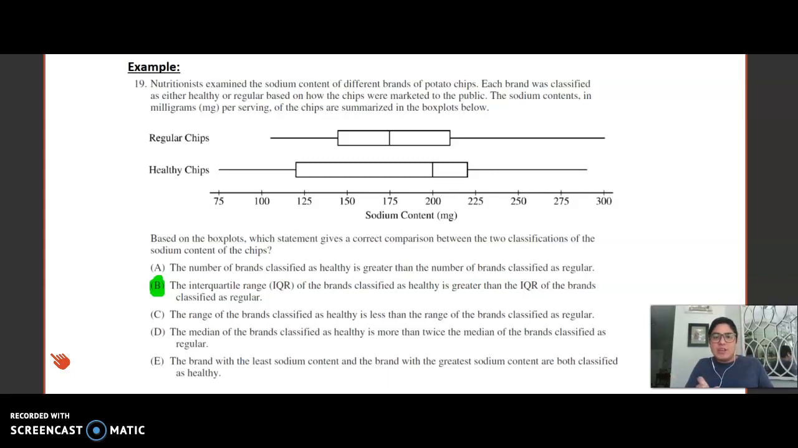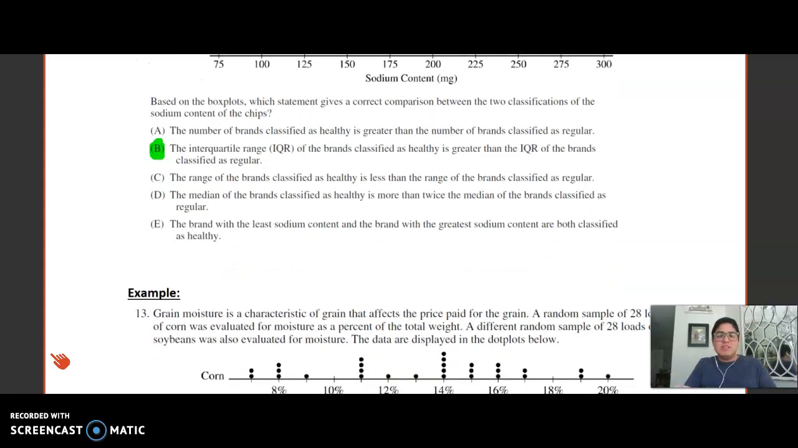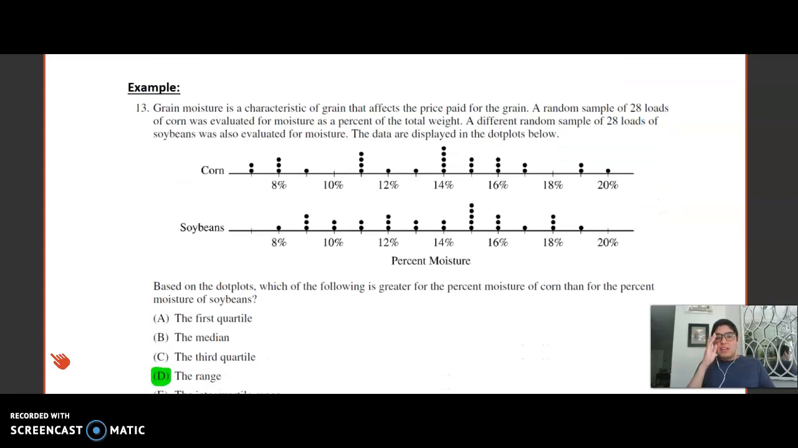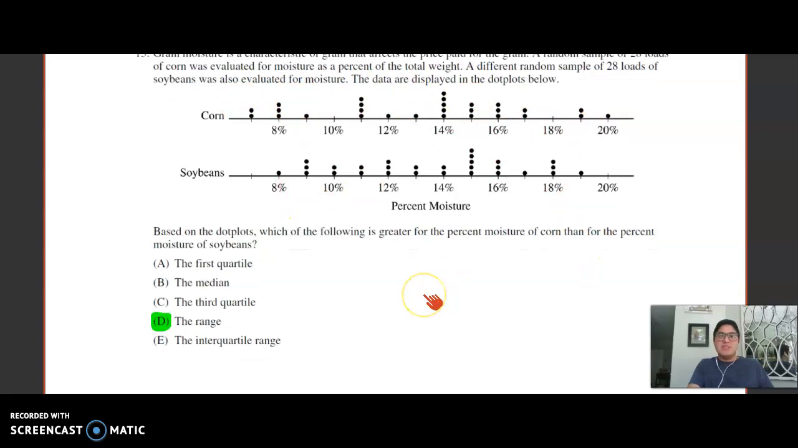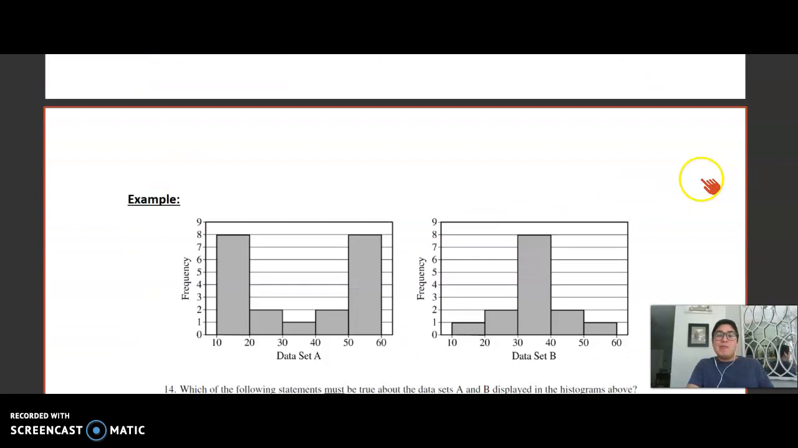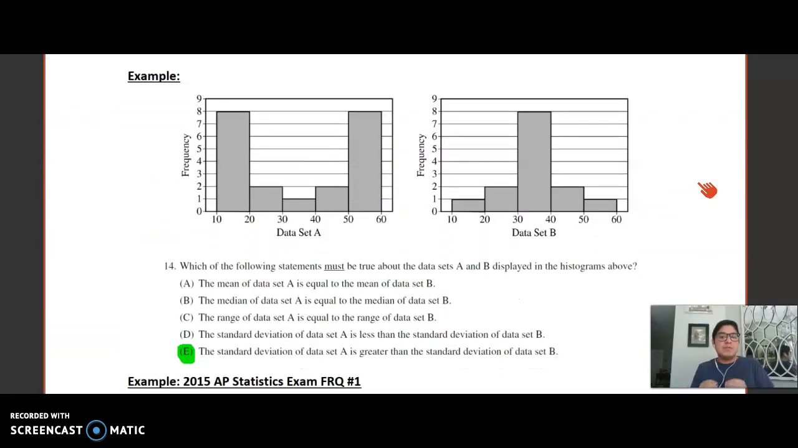So we can see that the IQR for the healthy chips is larger than the IQR for the regular chips. That was a box plot and stem plots. Now let's go to dot plots. Here we can see, you could calculate these by hand, but also just by inspection, that the range for the corn is greater than the range for the soybeans. So again, just looking at the distributions and comparing them. And then lastly, a histogram. And we would actually need to connect this to lesson 1.7, where we looked at the different shapes of the histograms and the box plots and the connection between the two.